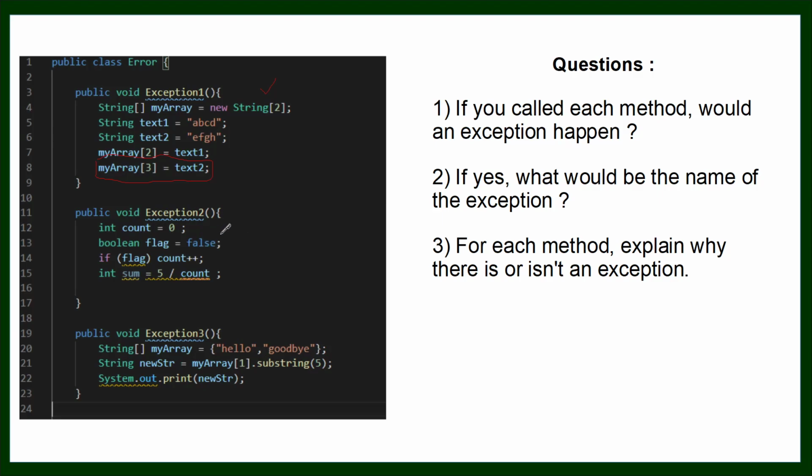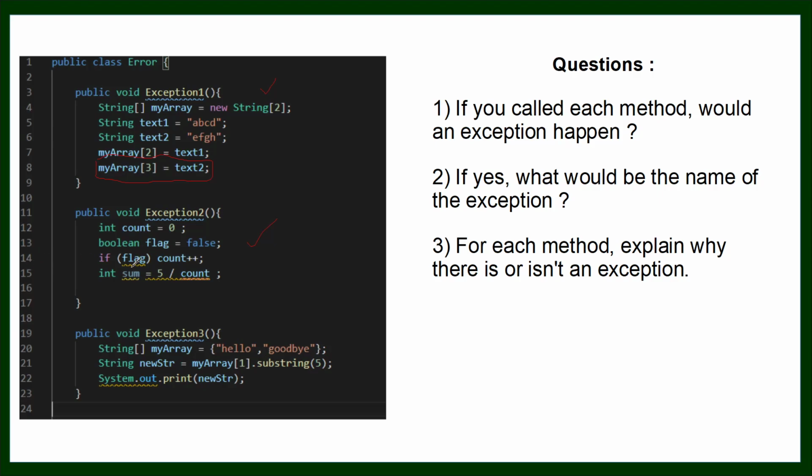Number 2, would this one create it? Yes, this would also create an exception. So in the first value on line 12, we're creating an integer and it's 0. We're then creating a variable called flag, which is false.